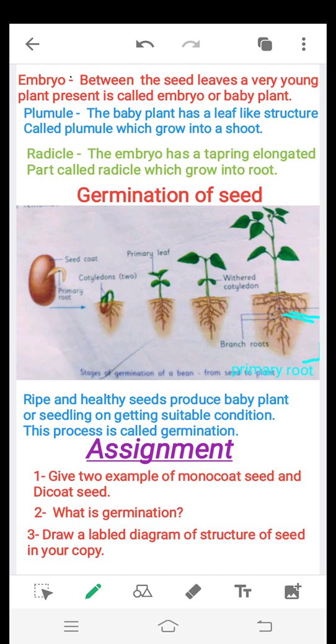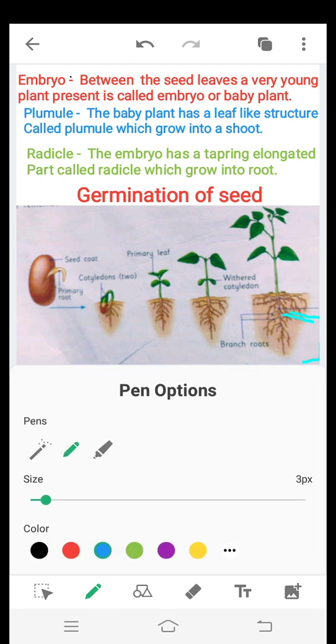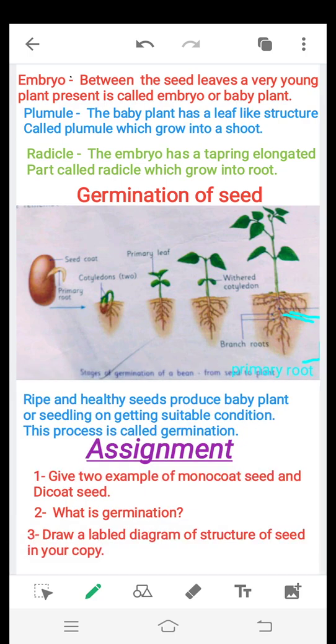Now the next topic, germination. Germination of seed: how the seed grows into a plant. Here you see there is a seed, and from this seed, first the radicle grows into the soil, away from the light. This is called primary root.